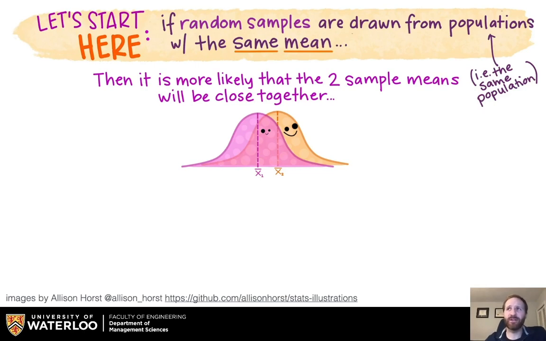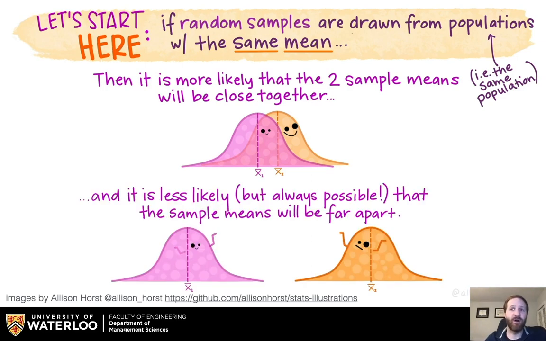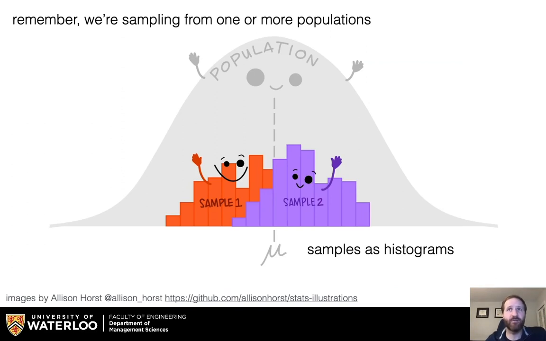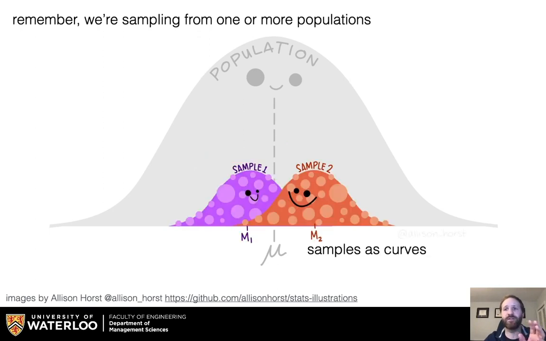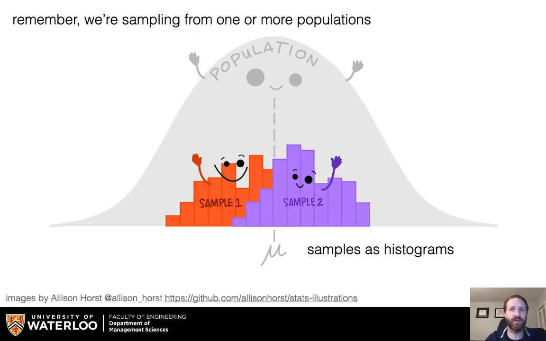If we have random samples that are drawn from populations with the same mean, then it's very likely that the two sample means will be close together. So you grab them from the same population, they're probably very similar. And it's less likely, but always possible, that the sample means will be far apart, because we're sampling from one or more populations. Each sample will probably be within that population itself. So you might look at this continuously as curves or as histograms.